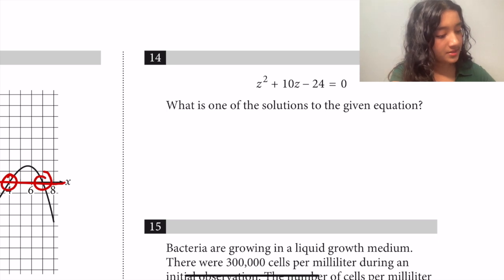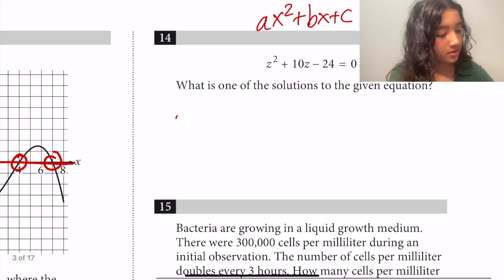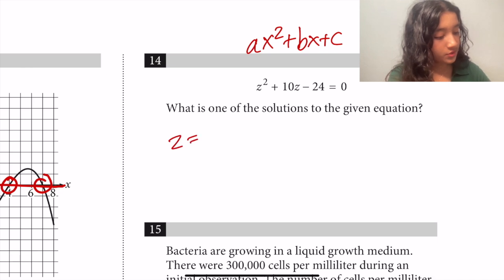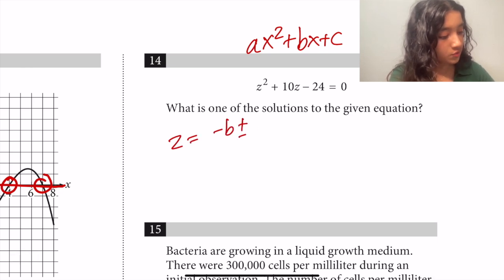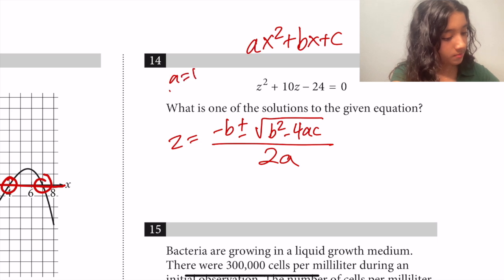So let's say that this is in the form ax squared plus bx plus c. So the quadratic equation is that your x value, or I guess in this case, it's a z value, is equal to negative b plus or minus the square root of b squared minus 4ac, over 2a. So in this case, we have a equals 1. I'll write it over here. a equals 1, b equals positive 10, and c equals negative 24.